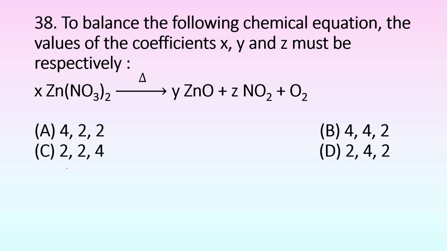Next, question number 38. To balance the following chemical equation, the values of the coefficients x, y and z must be respectively: Zn(NO3)2 gives rise to ZnO plus NO2 plus O2. So here we can see that Zn and Zn is balanced, and if we see oxygen, here we have 6 oxygen and here we have 2 plus 2 plus 1, that is 5 oxygen. So here we multiply by 2, and to balance Zn we have multiplied by 2 here, and if we multiply by 2 then we can see that here we have 4 N and here we have 1. So here we multiplied by 4, and if we multiplied by 4 then it is balanced out. So the answer is 2, 2, 4.